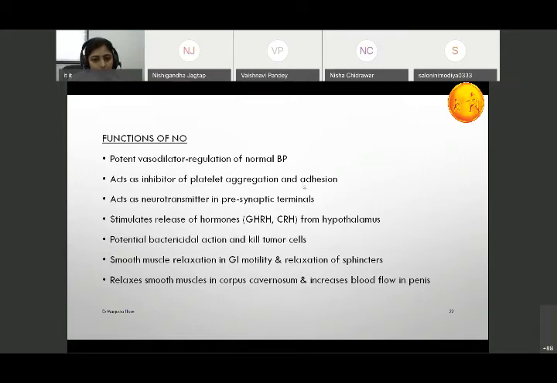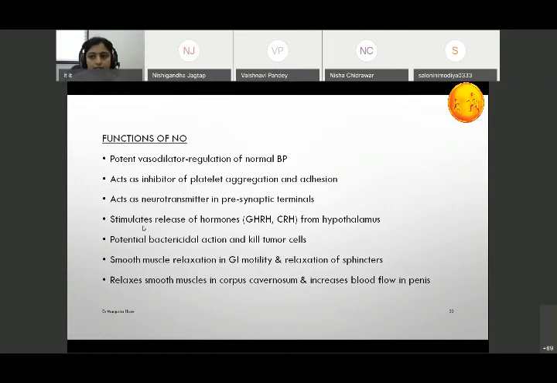First we'll see the functions of nitric oxide. It is a potent vasodilator due to activation of cyclic GMP. Due to this, it regulates normal blood pressure. It acts as an inhibitor of platelet aggregation and adhesion. Then it also acts as a neurotransmitter in presynaptic terminals.